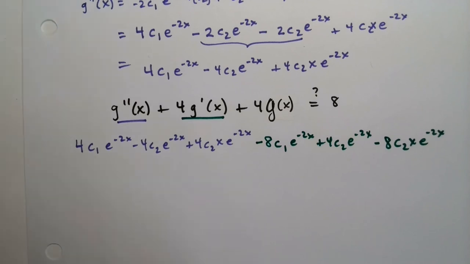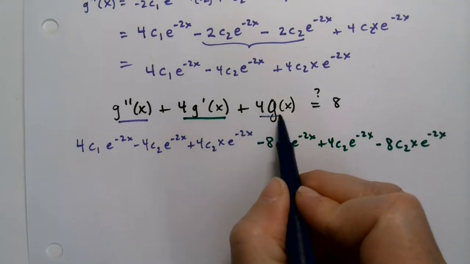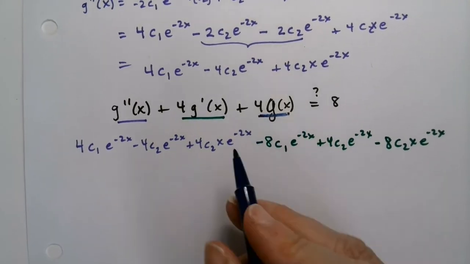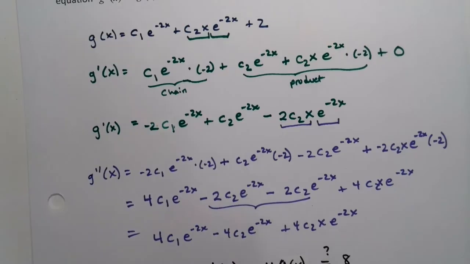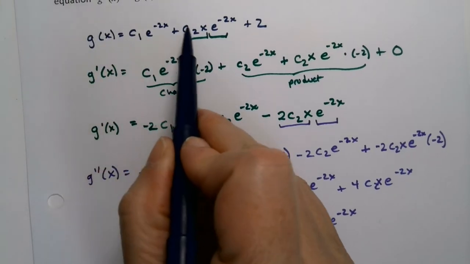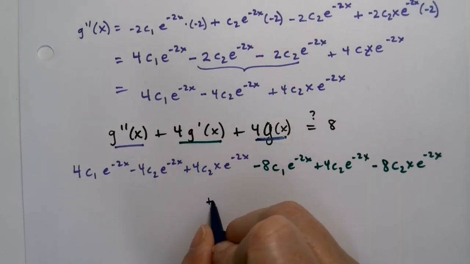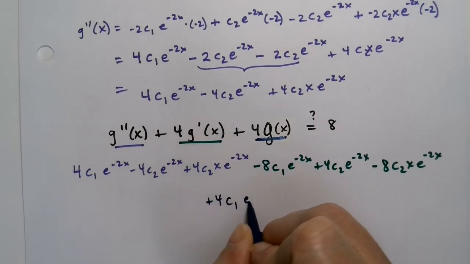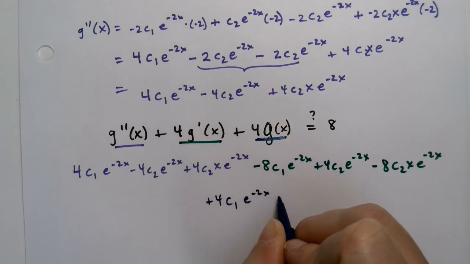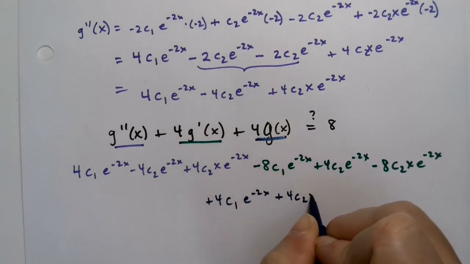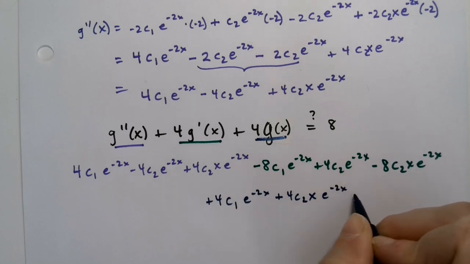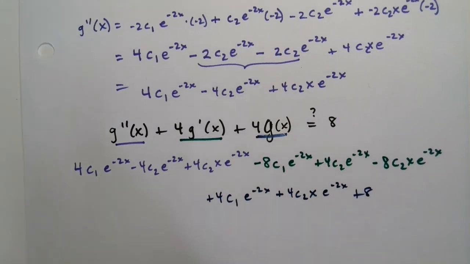And then last but not least, the 4g of x piece. So I'm going to take the original function and multiply each term by 4. So plus 4c1 e to the negative 2x plus 4c2x e to the negative 2x plus 8. I'm going to add all this up and hope that it equals 8.